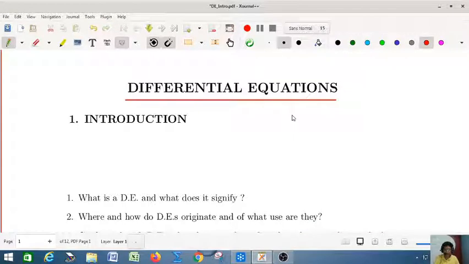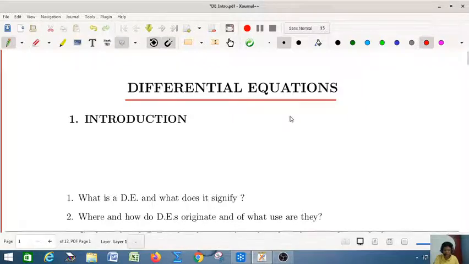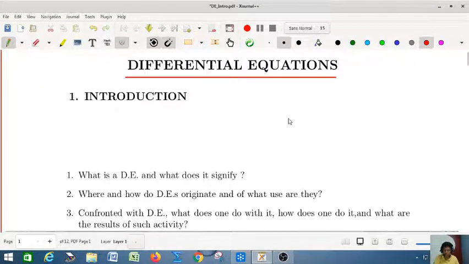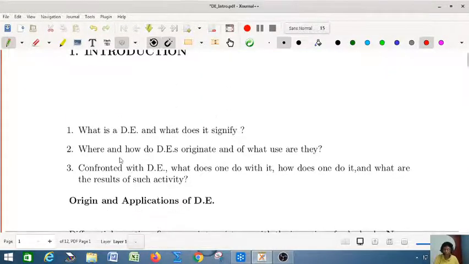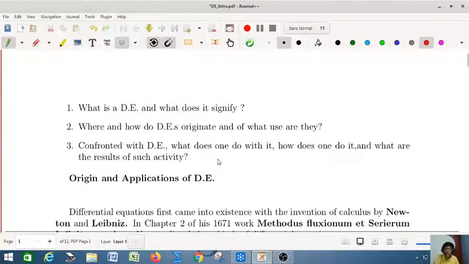From the early days of calculus, the subject has been an area of great theoretical research and practical applications, and it continues to be so in our day. This much stated, several questions naturally arise. So the questions are: what is a differential equation, and what does it signify? Where and how do differential equations originate, and of what use are they?